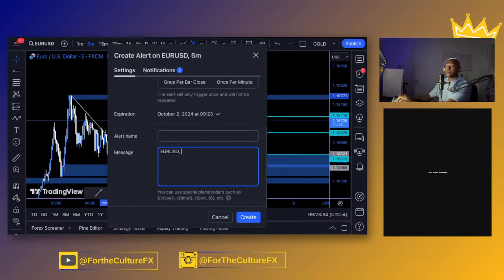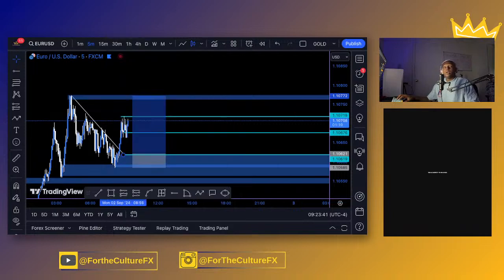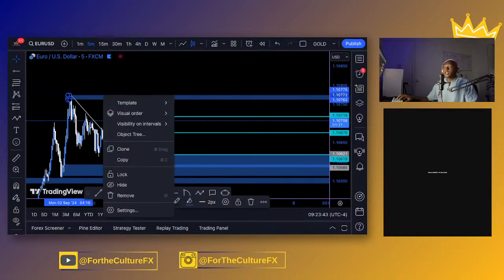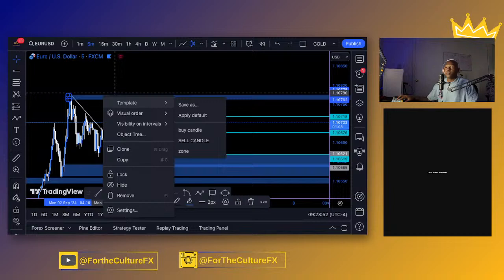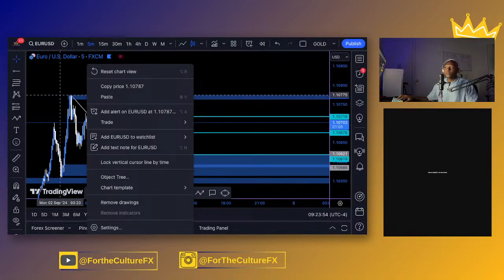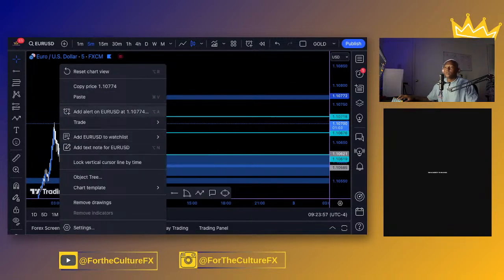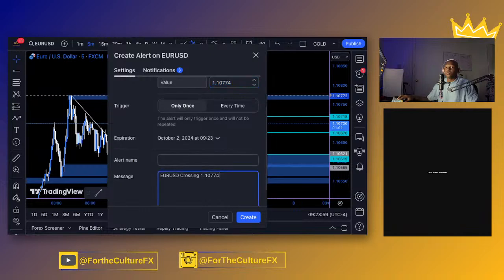EURUSD entry location. And then what I'm also going to do is set an alert up here for if and when price breaks this high. Add an alert. New 5-minute high.